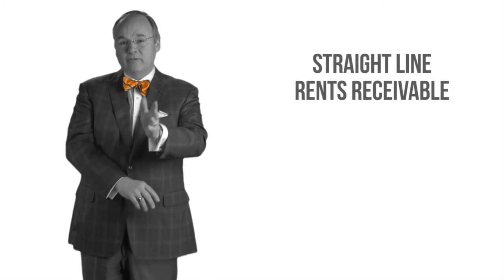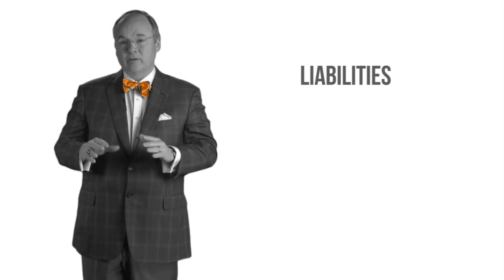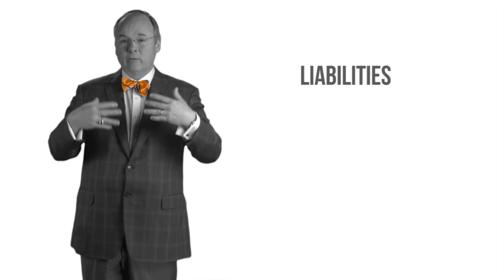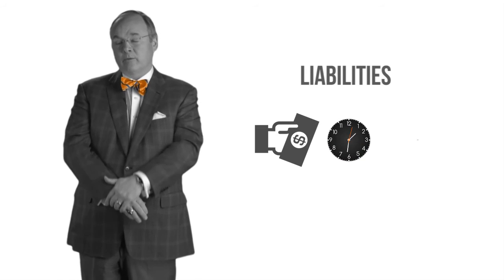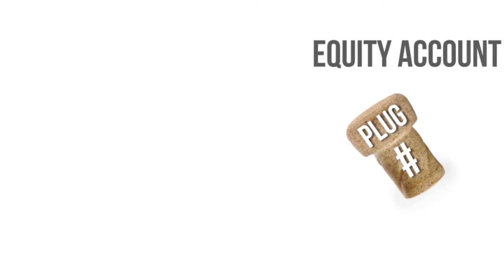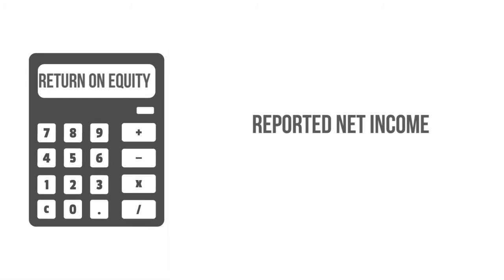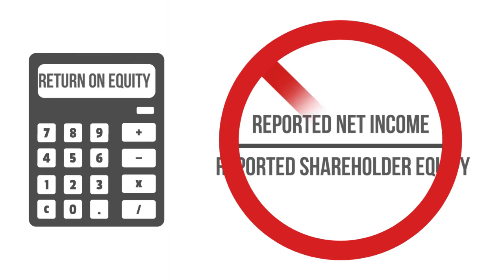If you run a real estate investment trust like I do, a favorite example here is something that we call straight-line rents receivable. Liabilities can likewise include a number of non-cash obligations that are posted to the account for the timing differences between when cash is paid to you and when you have to provide a service. All of this means that the equity account is really effectively a plug number between assets and liabilities, which are both loaded with non-cash accounting conventions. So if you're calculating your return on equity by dividing reported net income into reported shareholder equity, you're going to be incorrect. You may be in the ballpark, you're not going to be right.